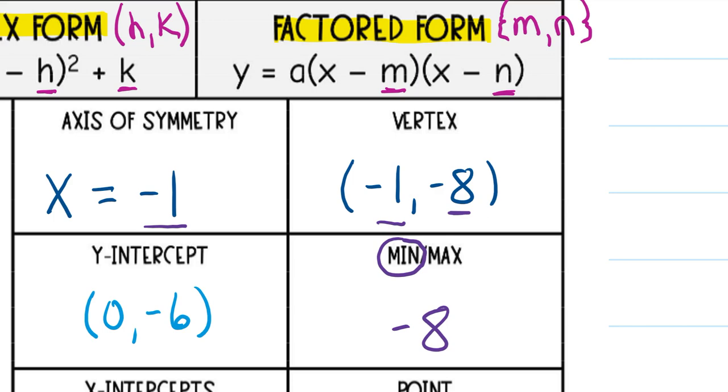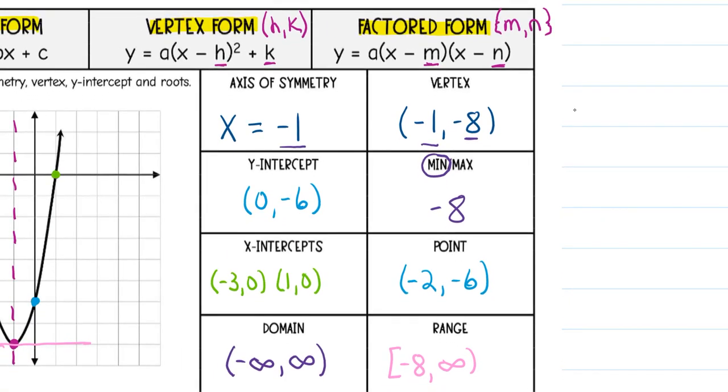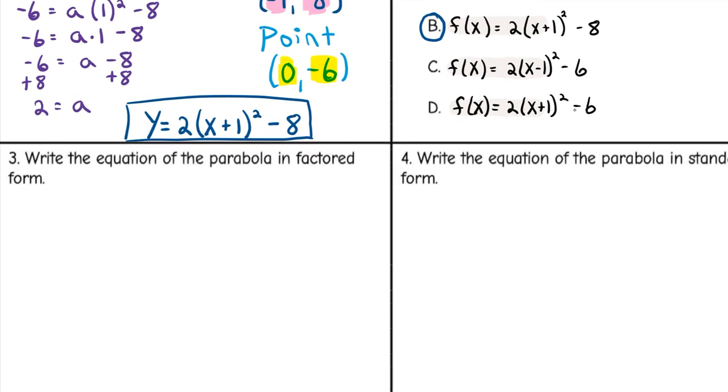So again, we need to know the a term, and in factored form, we're going to be using our x-intercepts for our m and our n. So we know that our x-intercepts are -3 and +1, and so those are the numbers that we're going to be using for our m and n. All right, so let's go ahead and look at how we do that. So I'm first just going to write the form y equals a times the quantity of x minus m times the quantity of x minus n. And we can say that our m is equal to -3 and our n is equal to 1.